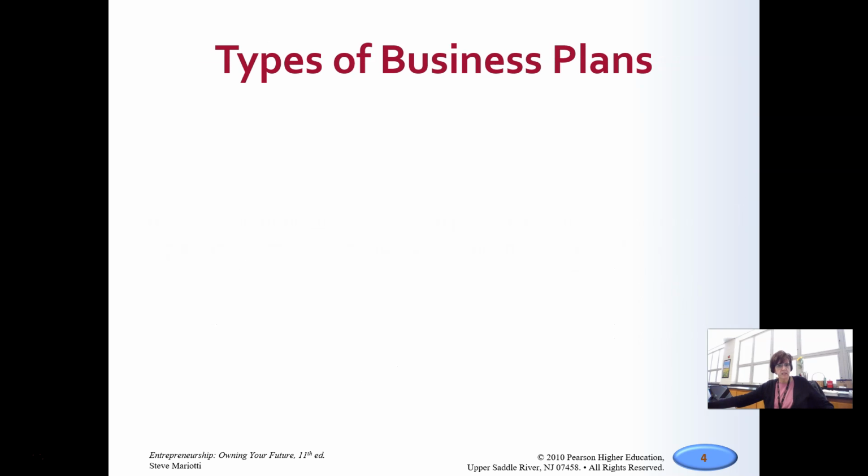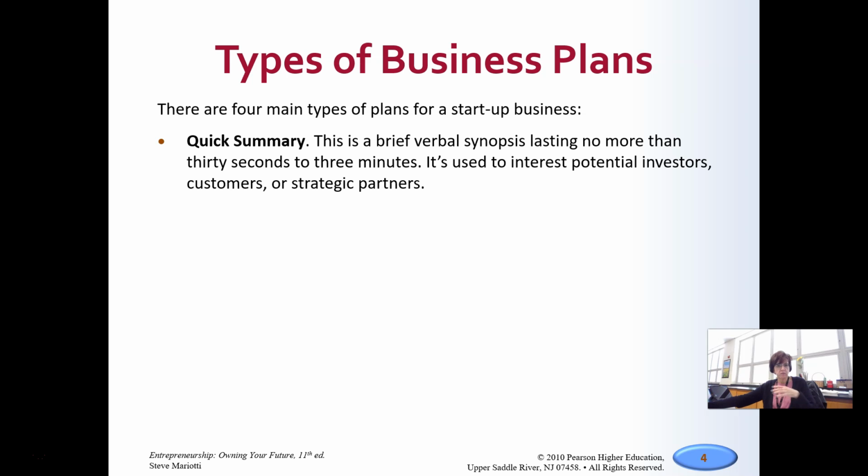So when we look at these business plans, the first thing we're going to look at, there are 4 main types of business plans that you should be familiar with. The first one is called the quick summary business plan. And this is just a verbal synopsis that lasts no longer than 30 seconds to 3 minutes. The reason for this business plan is we want to attract or generate an interest from those potential investors, customers, or partners that we want to pull into our business so that they are excited about our plan. This is kind of like what you see when we watched Shark Tank. This is what we saw. So it's a quick summary to pique their curiosity and get them interested in your plan.